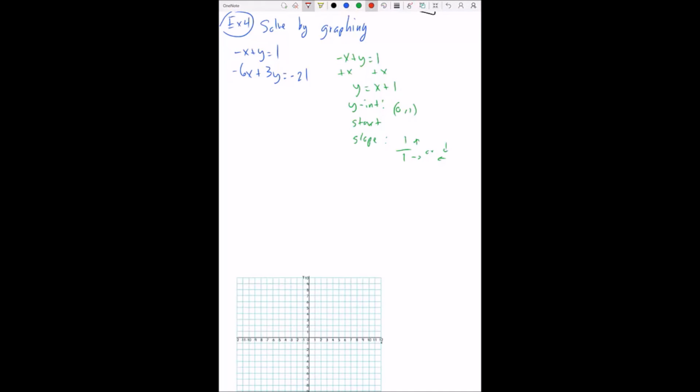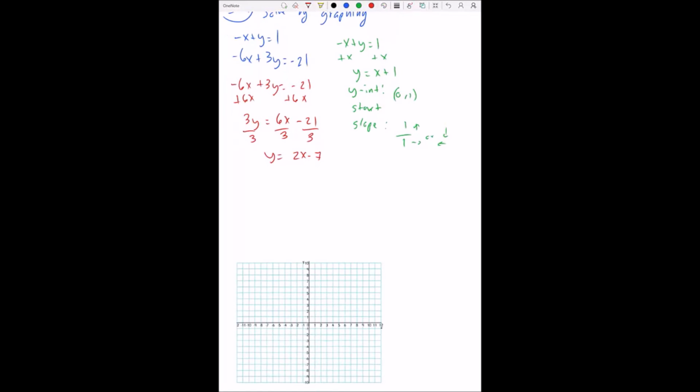Now we want to do the same thing to our second equation of negative 6x plus 3y equals negative 21. So we're going to add 6x over. So we have 3y equals 6x minus 21, and divide everything by 3. So we have y equals 2x minus 7. And we're going to do the same thing as before. We're going to figure out what's the y-intercept, which is the start, and what's the slope. So our y-intercept, or our start, is 0, negative 7. And our slope is 2. So remember, there's always a 1 under every single thing. So it's 2 over 1. So we can go up and right, or down and left.